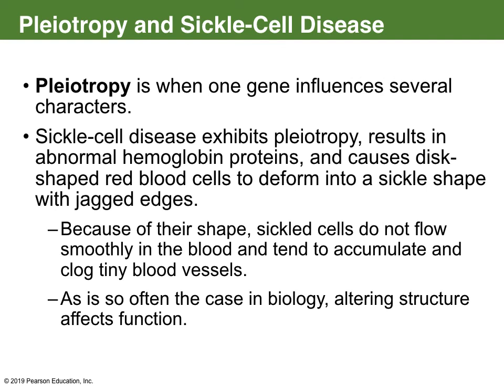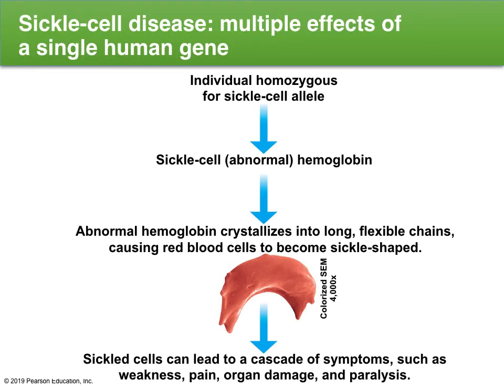All right, so pleiotropy. Pleiotropy is when a single gene influences several characters. And going back to sickle cell disease, that is an example of pleiotropy. It results in abnormal hemoglobin proteins and causes that disc-shaped red blood cell to instead take on the sickle shape. But because of their shape, they don't flow properly in the blood. They tend to build up in clogged blood vessels. And again, you mess with the structure, you mess with the function. So there's a cascade of things that go with sickle cell disorder, unfortunately. That's what a sickled cell looks like.